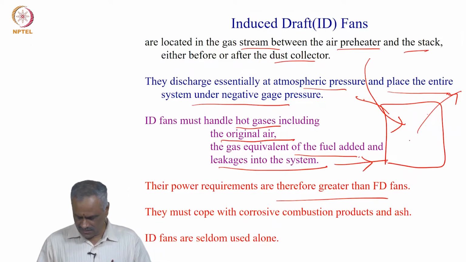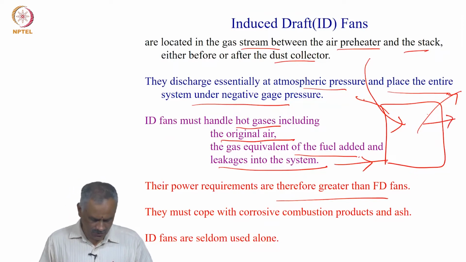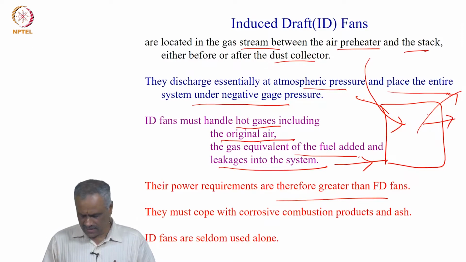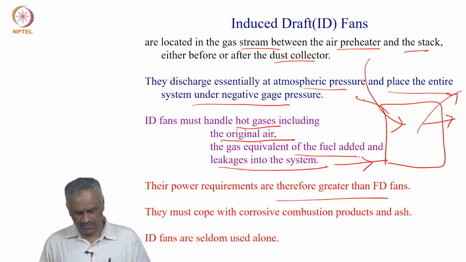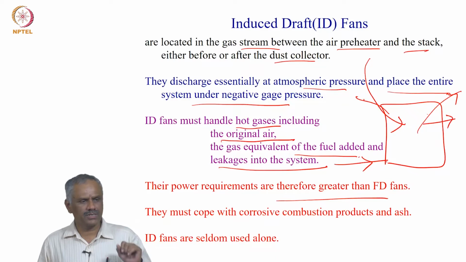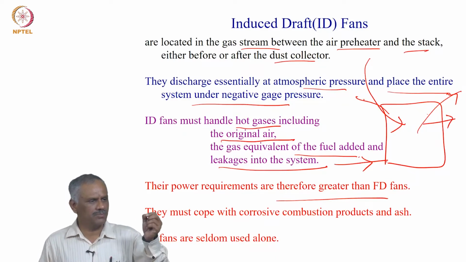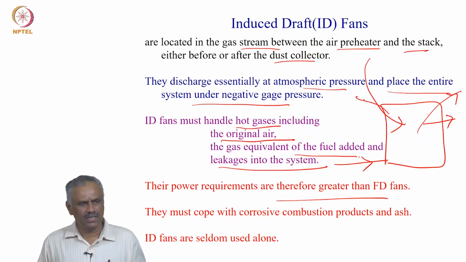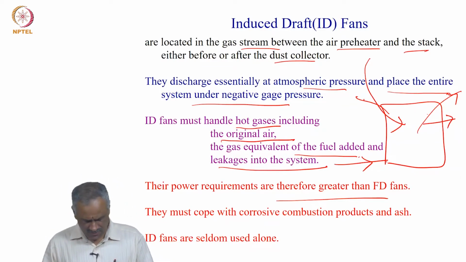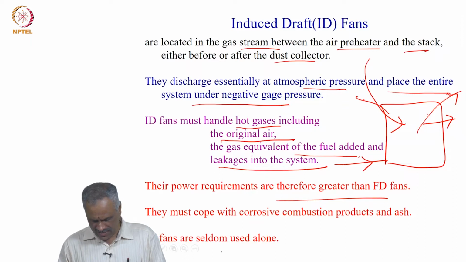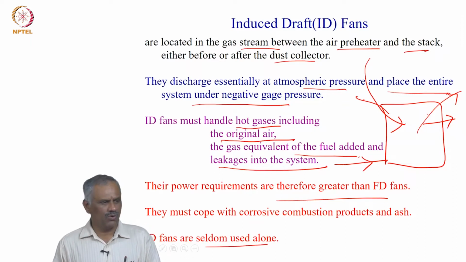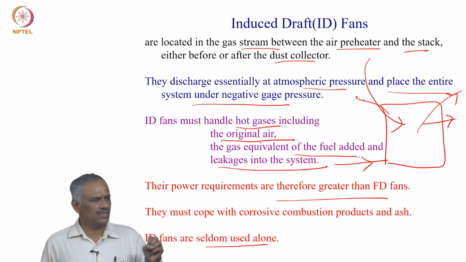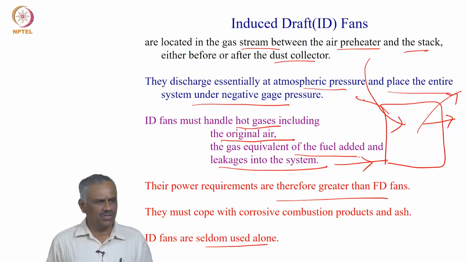and this induced draft fan should handle highly corrosive pollutants. So, the blades have to be made in such a way that they can withstand pollutants as well as the gas. Ash pitting also happens, because ash contains finer dust particles with high velocity that may hit the blades, and then there is a possibility of pitting. Therefore, ID fans are seldom used alone; suction fans are used only very rarely, because most of the time there is a combination of both.